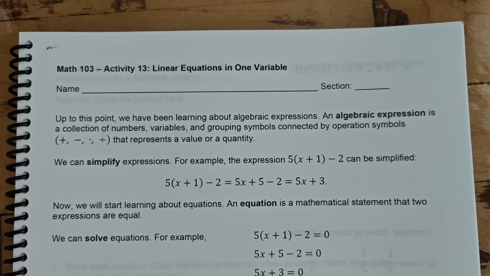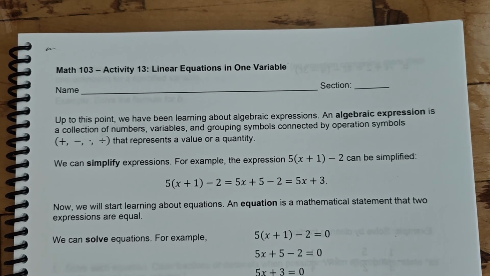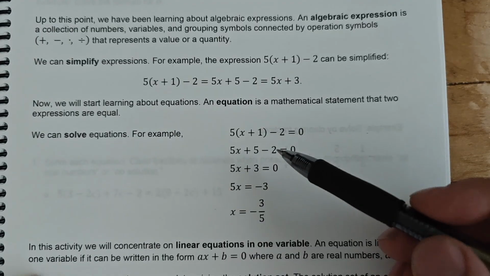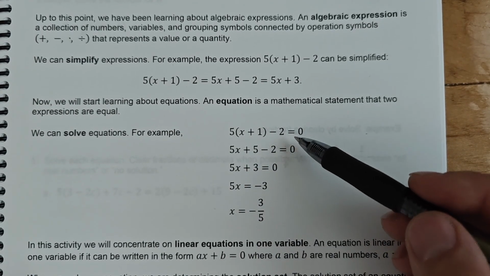Hey there, this is a review video covering activities 13 through 22 for quiz 2 of Math 103. Starting with 13, we're working with linear equations in one variable. An equation is anything with an equal sign in it.